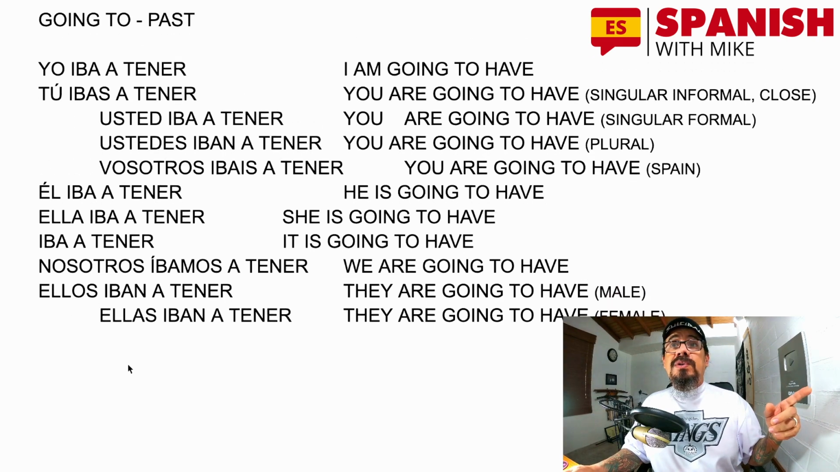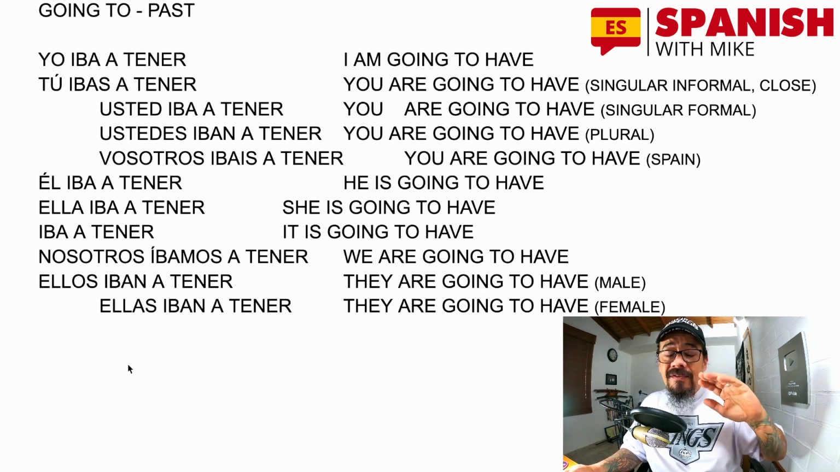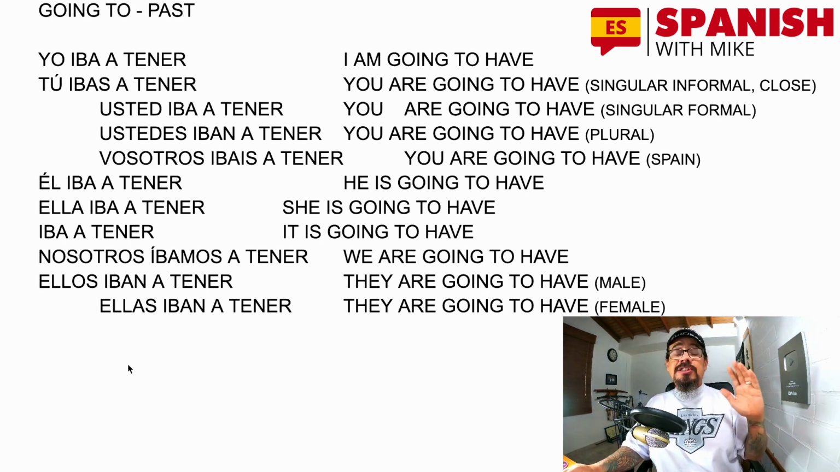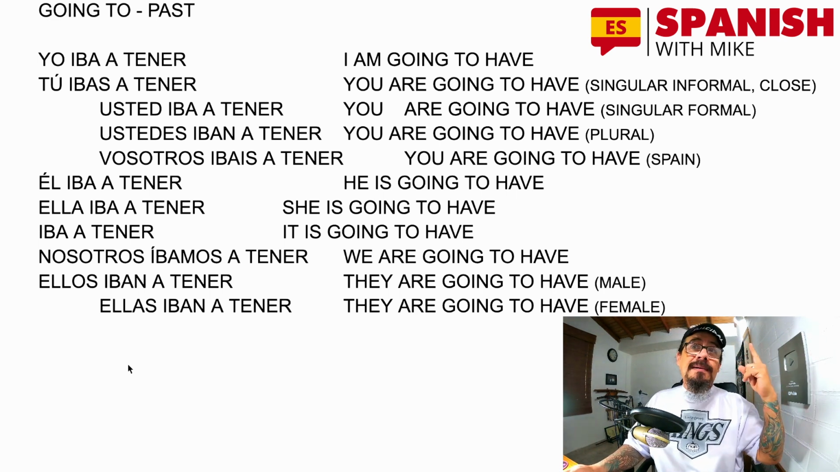We can also use the going to for the past. And it's exactly the same. Tener, tener, tener. The verb tener doesn't change because it's in its infinitive form. It's pretty much easy. Yo iba a tener.